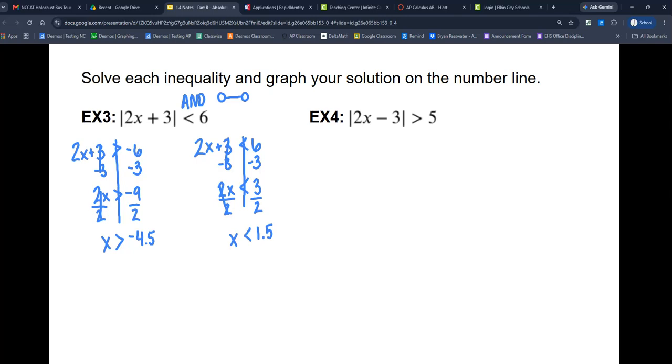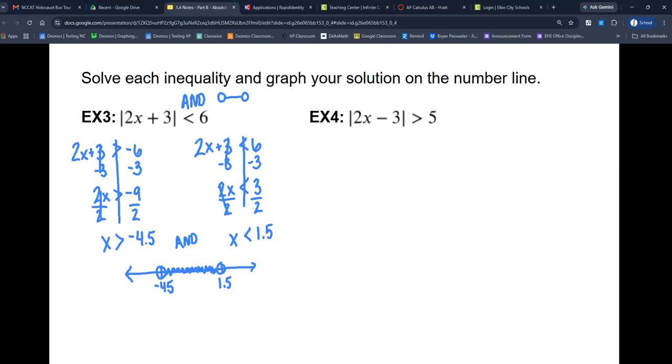Now, especially for and problems, they're not going to let you leave your answer like this. Okay, let's draw us a number line. Negative 4.5 is here. Positive 1.5 is here. So here you'd have an open circle. You're looking at greater than negative 4.5, so those are the numbers here. And then you've got less than 1.5, those are the numbers here. So we're looking at those numbers in between.